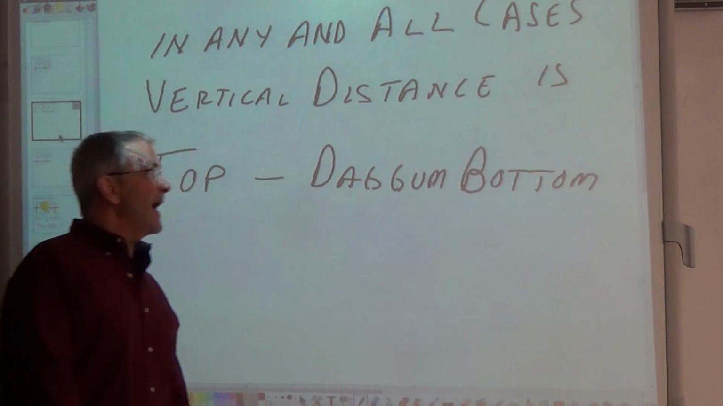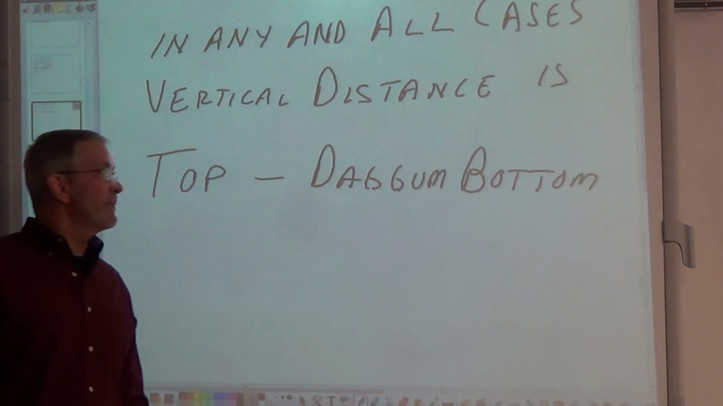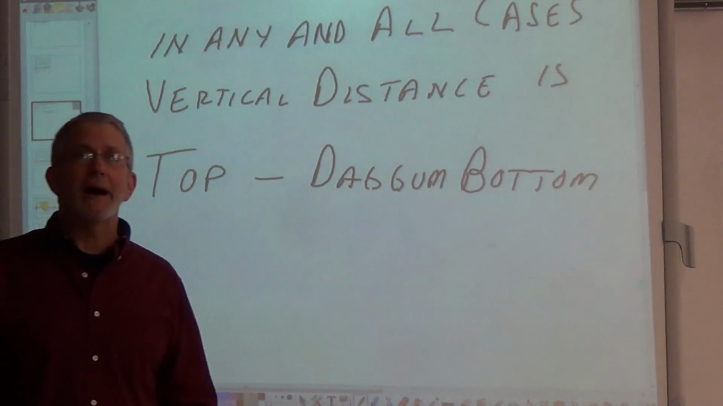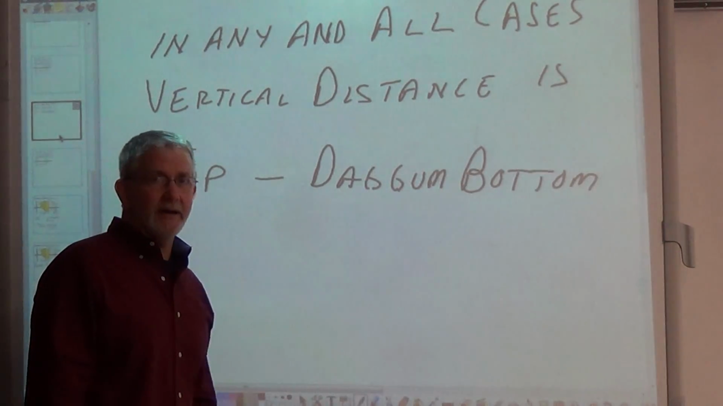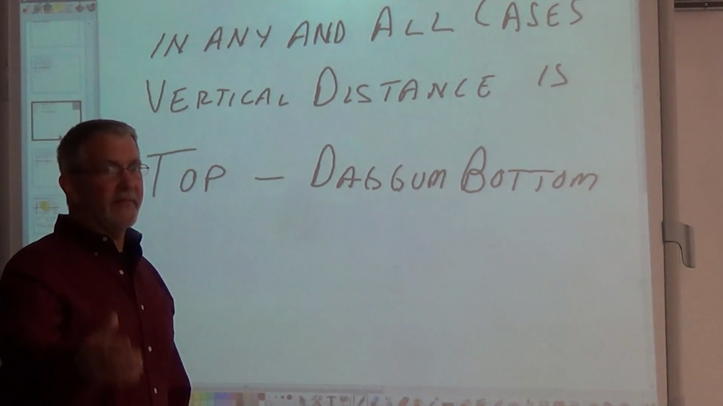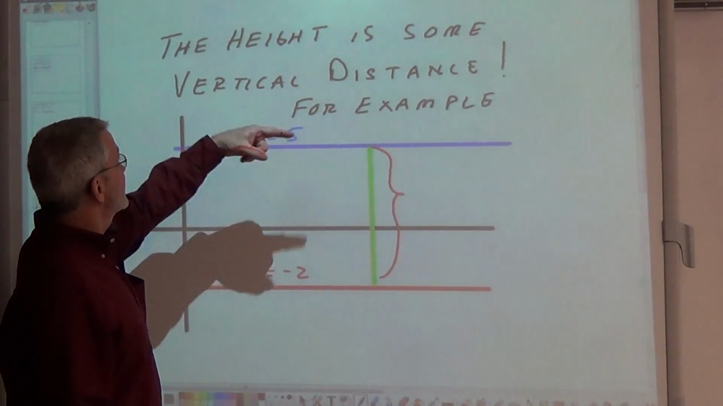But we need to start thinking about the vertical distance as being the top minus the bottom. Vertical distance, top minus bottom, top minus bottom, top minus bottom. You need to think about that as being the vertical distance. The height is some vertical distance.